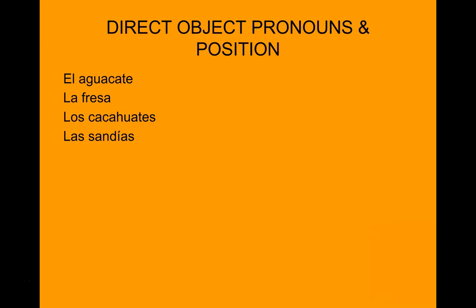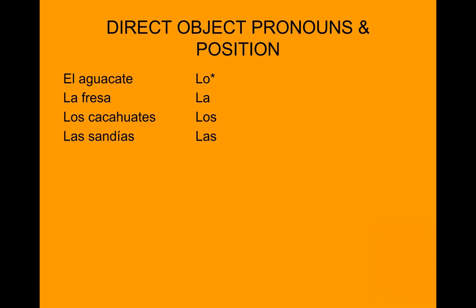Sticking with a food theme here, el aguacate. Since el aguacate and avocado is masculine and singular, the pronoun that we replace it with is lo. That's how you say it for a masculine singular noun. La fresa, the strawberry, is feminine, so we replace it with la. To say them for a masculine group of things or a mixed group of things, we say los. And las sandías, the watermelons, we say las to replace a feminine plural direct object.